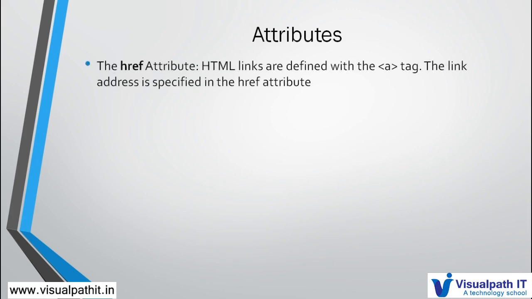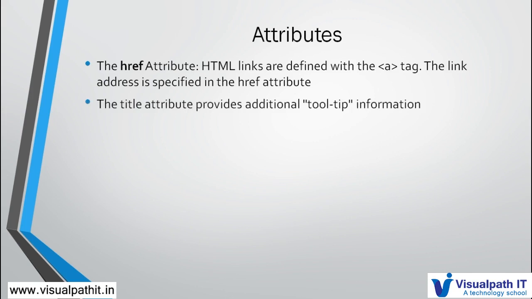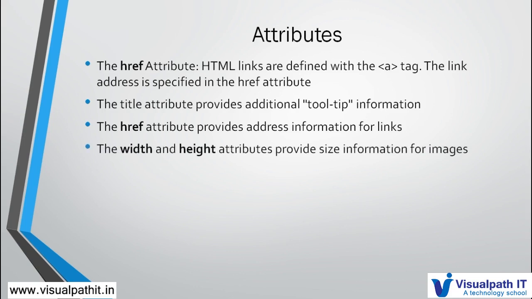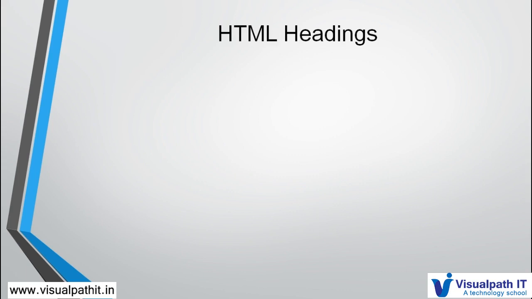Then, the href attribute: HTML links are defined with the a tag. The link address is specified in the href attribute. The title attribute provides additional tooltip information. The href attribute provides address information for a link. The width and height attributes provide size information for an image. The alt attribute provides text for screen readers.